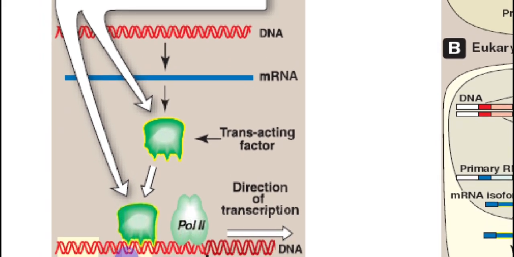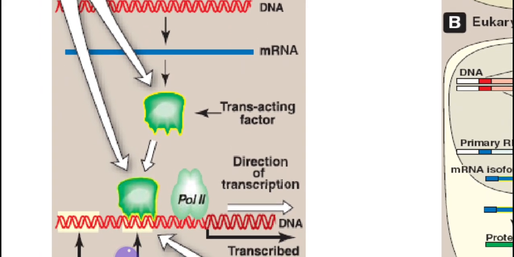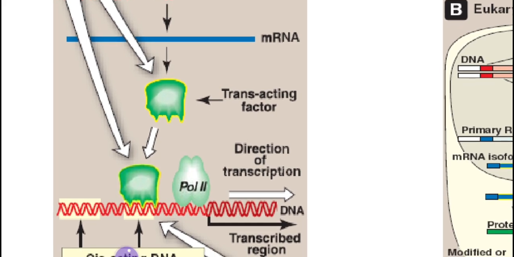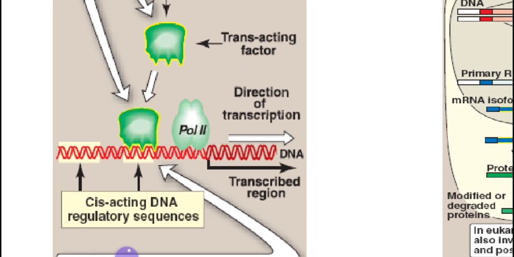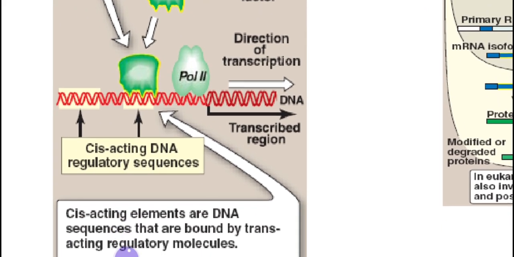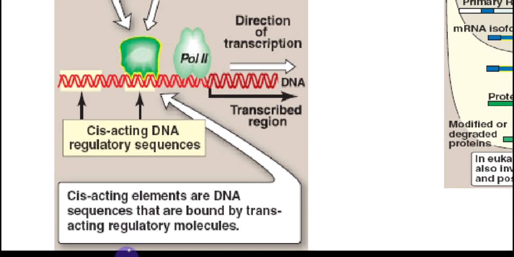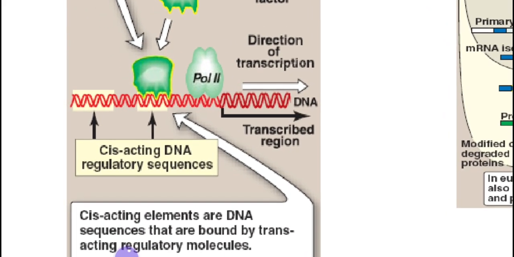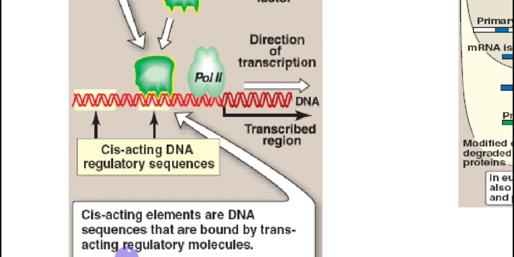So here you are seeing that the trans-acting factors, the green colored ones, attach to the cis-acting DNA elements, and the cis-acting DNA elements will either turn on or turn off. They will either enhance or inhibit the transcription.